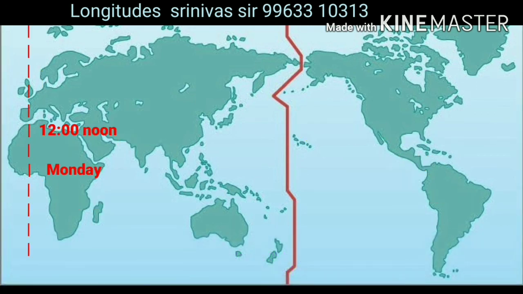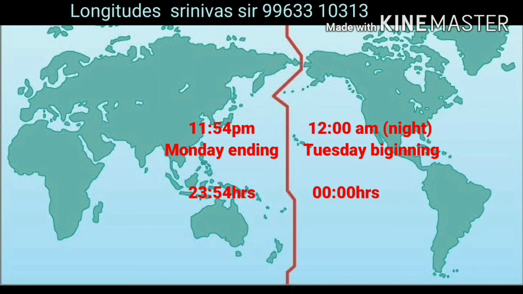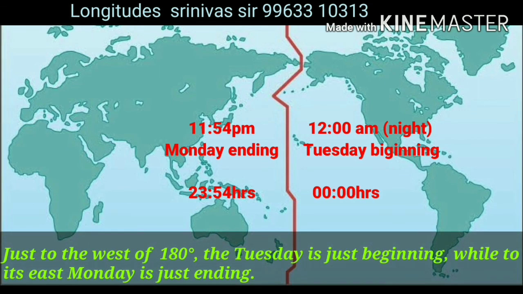After completion of 24 hours, the date and day start from 180 degrees longitude. That means the date and day change at the 180 degrees longitude. Just to the west of 180 degrees, Tuesday is just beginning, while to its east, Monday is just ending.